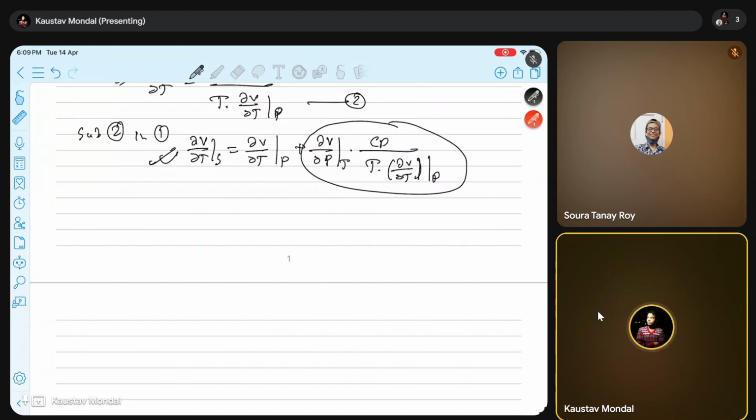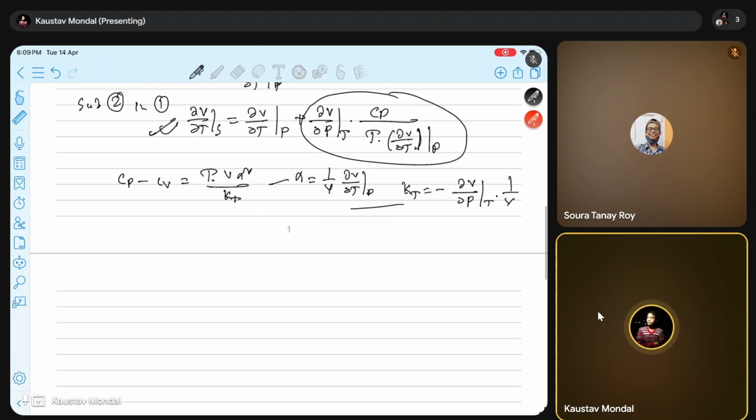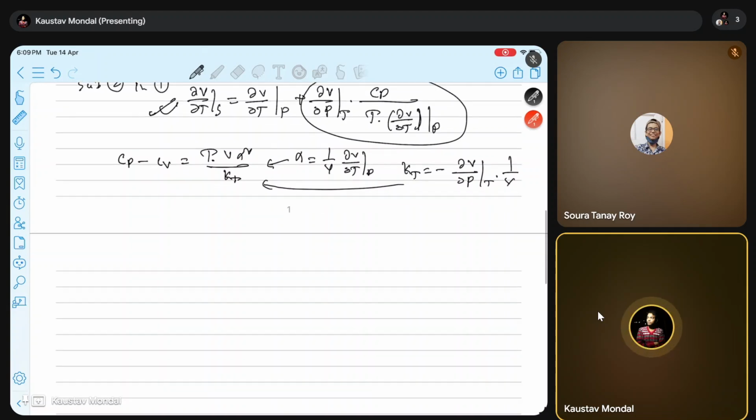To do that, you know this relation, Cp minus Cv is equal to T into V alpha square by Kt. Now here you know alpha is 1 by V del V/del T at constant P, and Kt is minus (del V/del P at constant T) into 1 by V. If you substitute both these here, Cp minus Cv will be equal to minus T into (del V/del T) whole square at constant P divided by (del V/del P) at constant T.